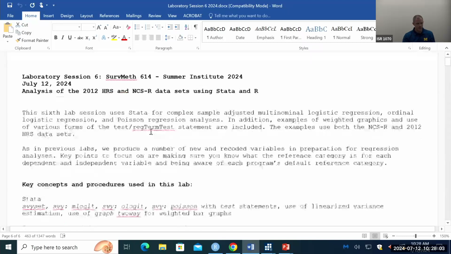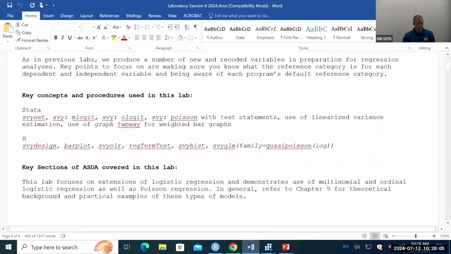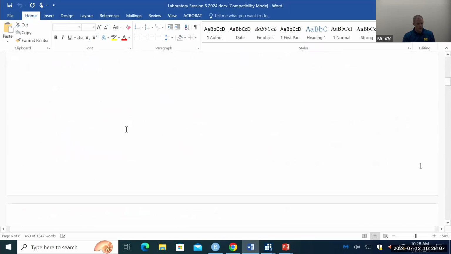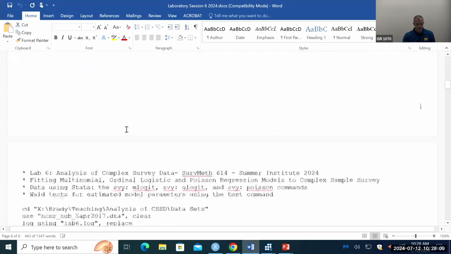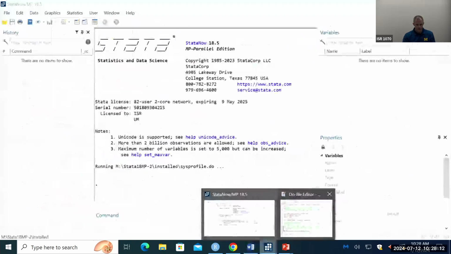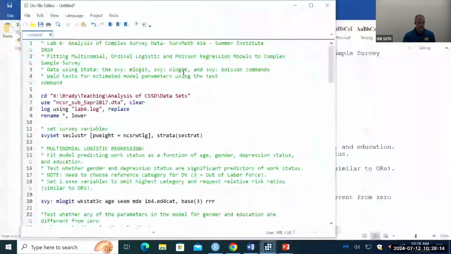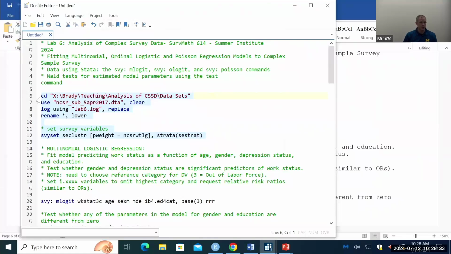And as usual, the lab is listing all the key procedures that we're going to be talking about as part of the lab session. Let's start with Stata. I've copied the lab notes for today, lab 6, into a Stata do file editor. I'm going to read in the data, start a log, rename everything to lowercase, and set my design variables. Specifically for NCSR, I want to use the long weight, given the predictor variables that I'm using in the multinomial model.